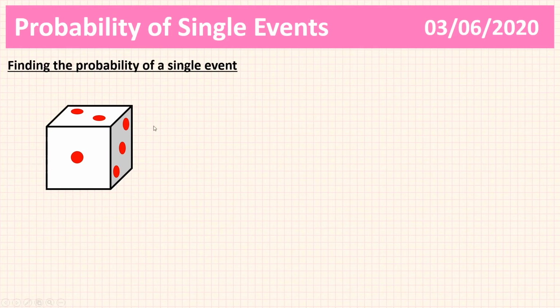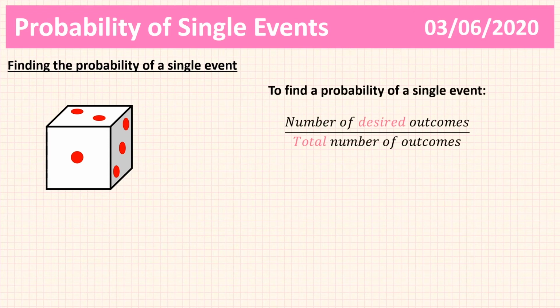Right, so now let's have a look at probabilities of single events. So I've got a dice here, and we're going to try and find the probability of single events. To find the probability of single events, which we've already been doing but haven't made very explicit, we take the number of desired outcomes, the outcomes that we want, and we write it as a fraction, or we divide it by the total number of outcomes. Now you can leave that answer as a fraction, a decimal, or a percentage, as we said previously, and that's how you would work out any probability of a single event.